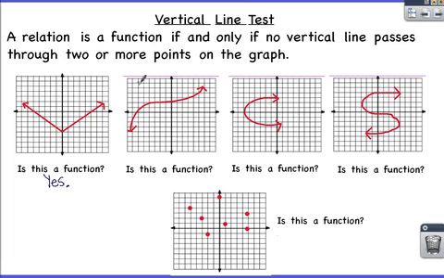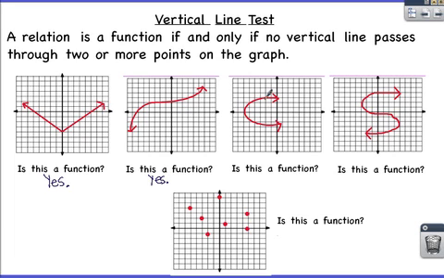Number 2 is also a function. No matter where I draw a vertical line, the graph will only touch once. Some students get a little confused down here where it looks like it starts to go vertically, but this graph is gradually moving to the left, and therefore there are no points, no x-coordinates that have exactly the same y-coordinate. So yes, this is a function.